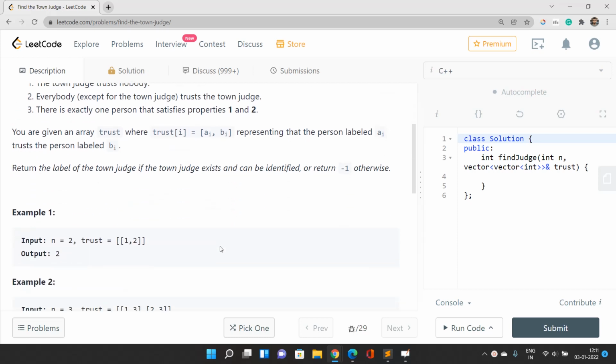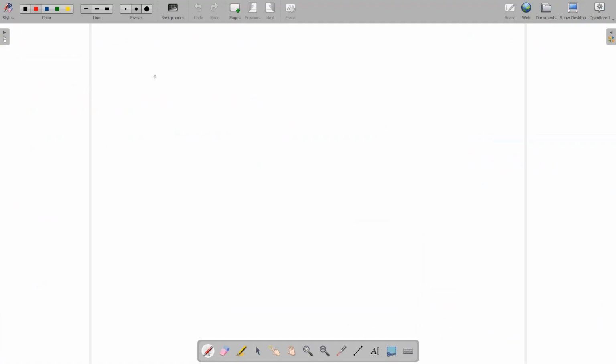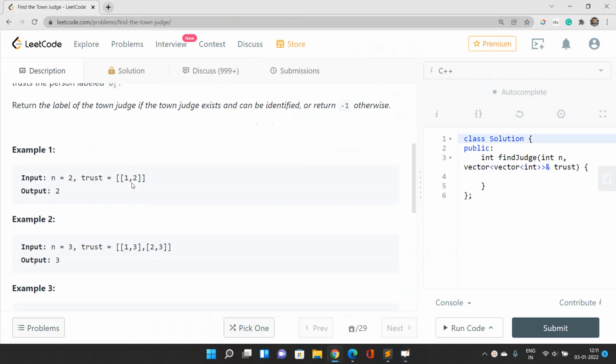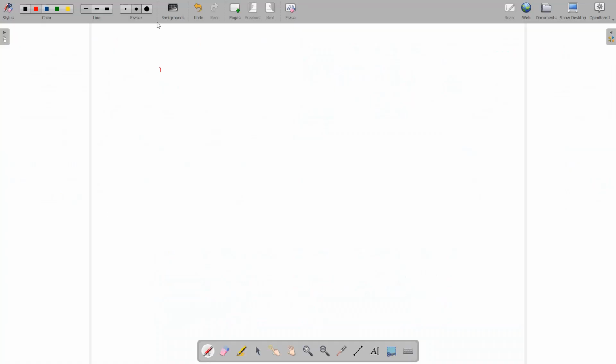Let's understand this problem with an example. Suppose we have been given an array. Let's pick an example: n will be 3, and the trust array is 1 3, 2 3. Person 1 is trusting the third person, and 2 is also trusting the third person. So there will be exactly one town judge. Either it can be 1, or 2, or 3.